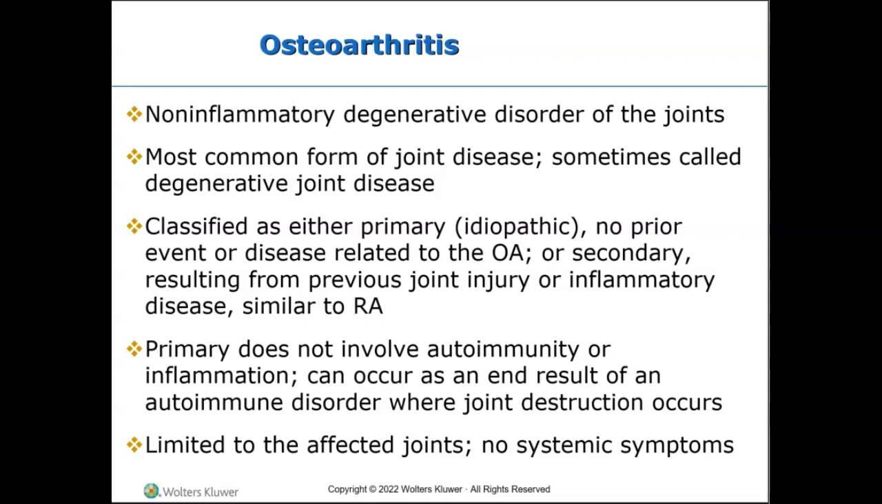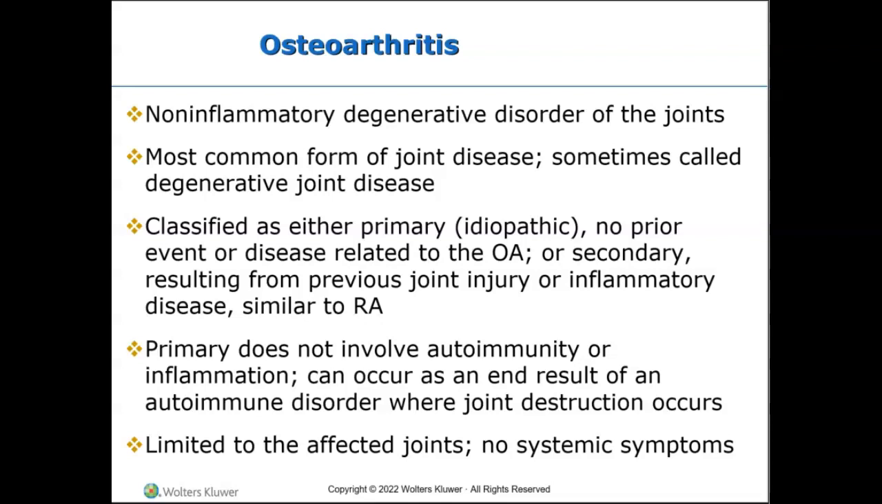And it is typically primary. There's 2 types, right? You have primary and secondary. Primary does not involve any type of autoimmune disease or inflammation, despite the rumor and old wives' tale that exists. It really doesn't. It can occur though as a result of an autoimmune disorder where the joint destruction occurs. So that can happen, right? And it's not systemic, right? It just is limited to the joints that it affects.